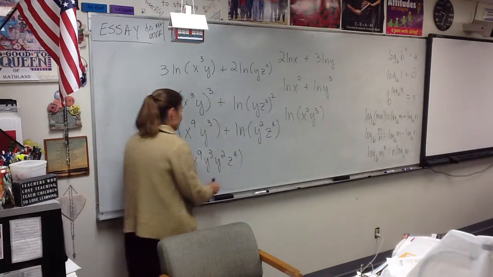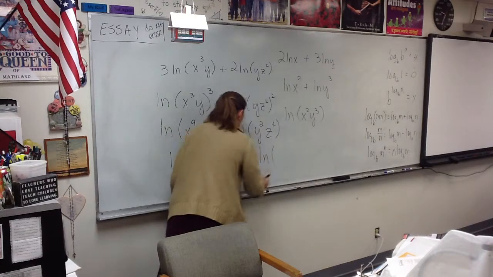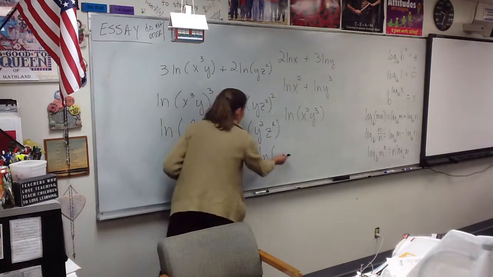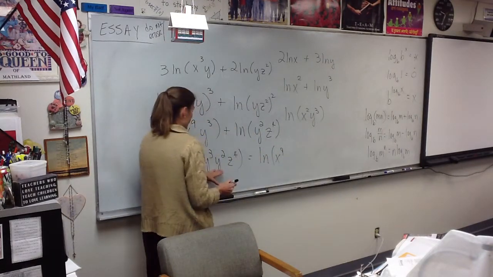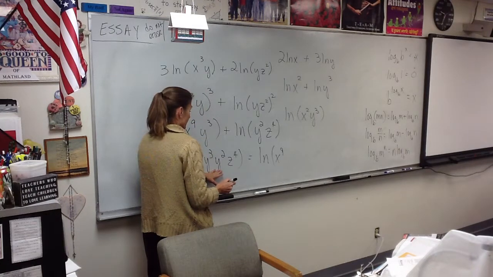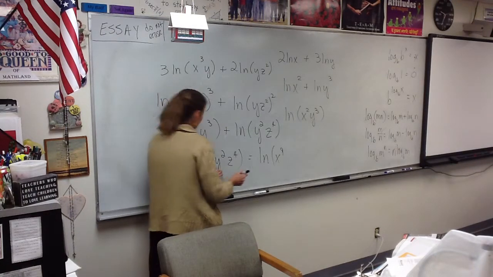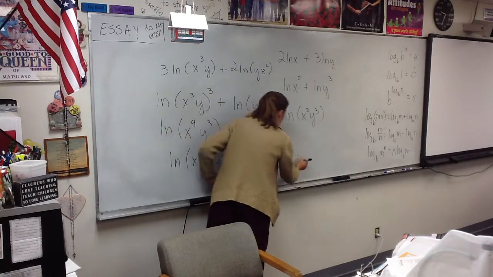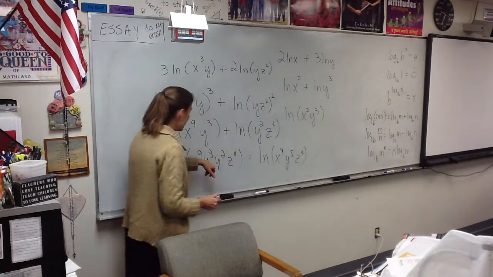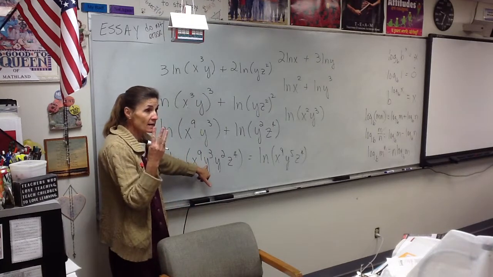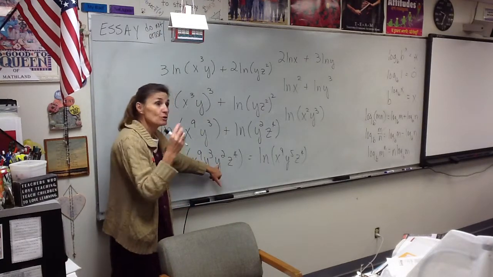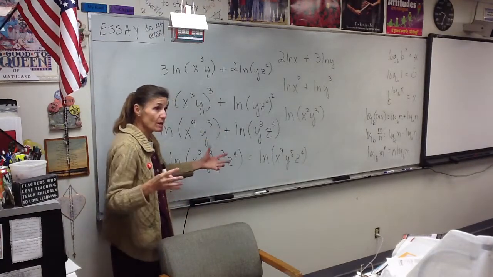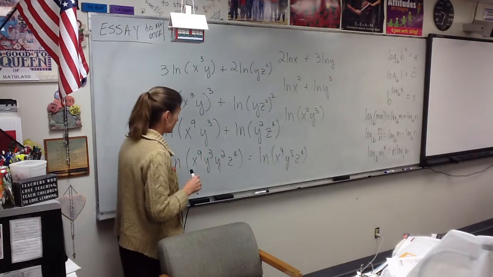So what about that? The x to the 9? Y to the 5th. And again, kids, if you cannot remember the properties, just think about it. What have we got here? Three y's. What have we got here? Two more y's. How many y's do we have? Five y's.